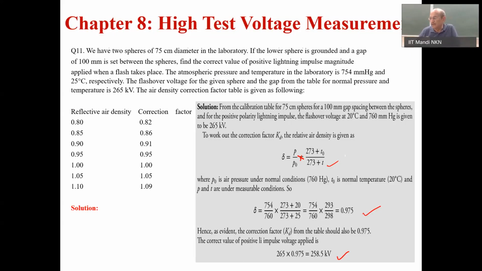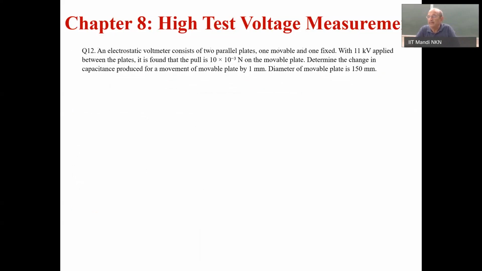So we go to the next numerical. This is numerical number 12, and this is on the electrostatic voltmeter. The electrostatic voltmeter we have talked about again in detail. Actually, the electrostatic voltmeter is found between two parallel plates, given the proper shape at the brims, and the field produced in the center of the parallel plates can be considered an absolutely uniform field, and accordingly the calibration and interpretation of the electrostatic voltmeter measurements are done.